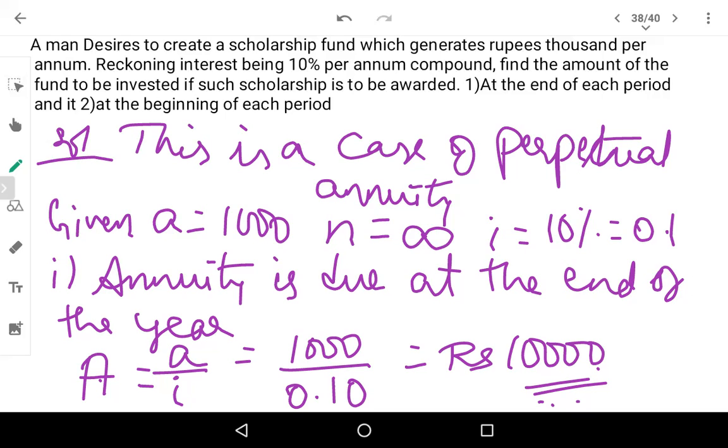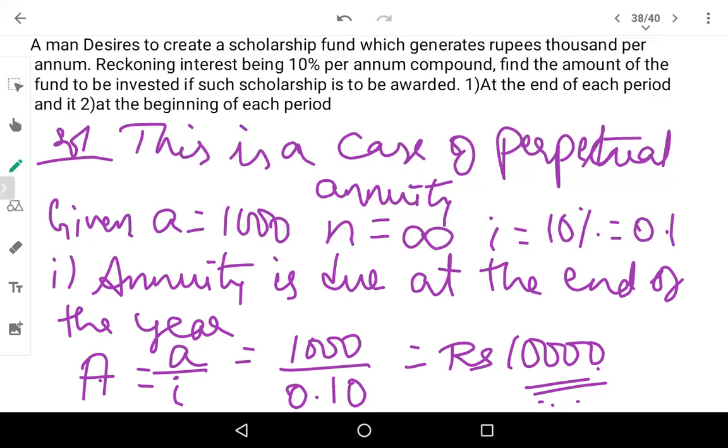Why? Because every year we'll keep paying, and it will be for forever, since it is going on paying. So that is why we are always supposed to have the amount of 10,000 in our scholarship fund. So this is for the annuity which is due at the end of the year.